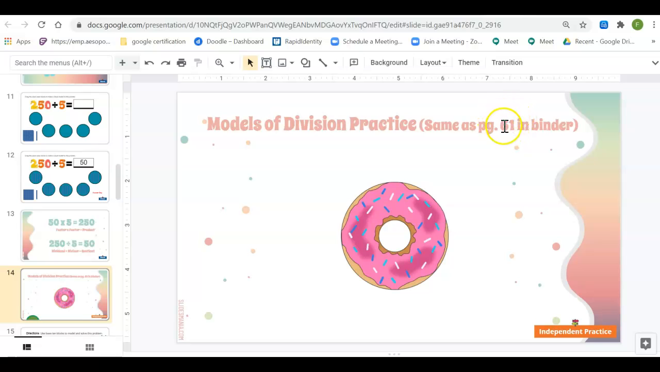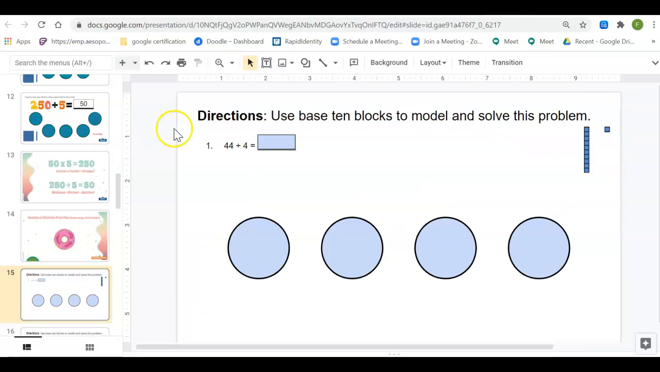Now, if you choose to complete them in your binder on page 61, in order for your teacher to see your work, you would have to take a picture of your work and insert the picture in the slides. In fact, you can insert your picture right here on top of this donut. Okay, but for those of you who are going to solve the problems on the slides, just go to the next slide.